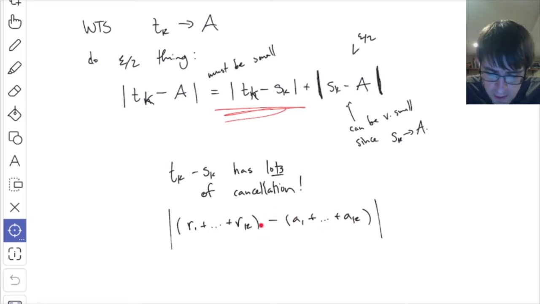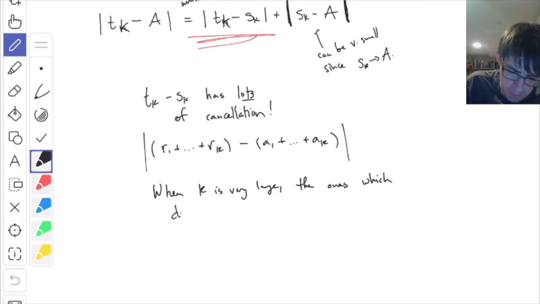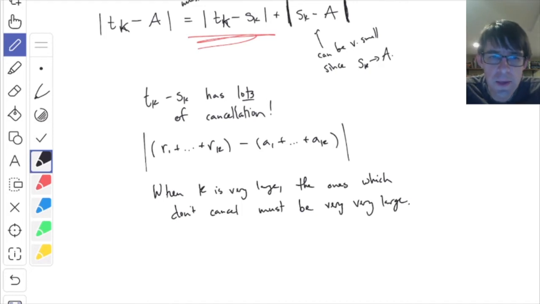In fact, we can choose the K to be large enough to make the first 100 of these cancel, or the first 1,000 of these cancel. And this is the delicate part of the proof, which I'm going to skip. Let me just say sort of vaguely here, when K is very large, the ones which don't cancel from here must be very, very large. I mean, their subscripts must be very, very large. They must be very deep into the sequence, and so we can choose this K so big that the first block of all of these terms will cancel.